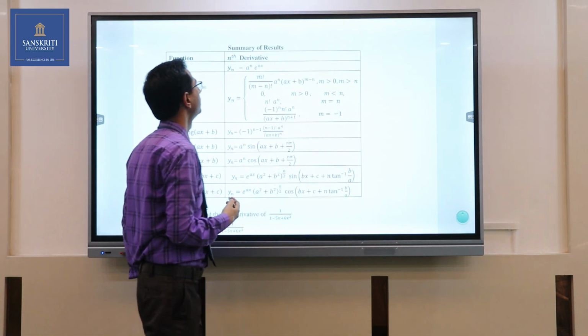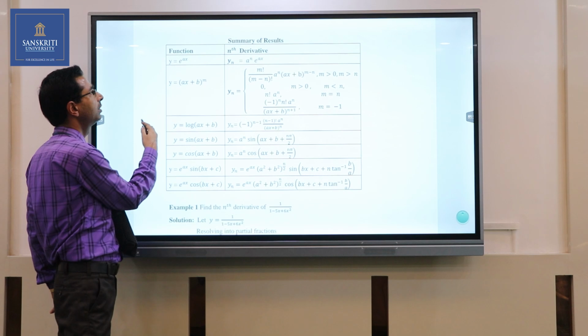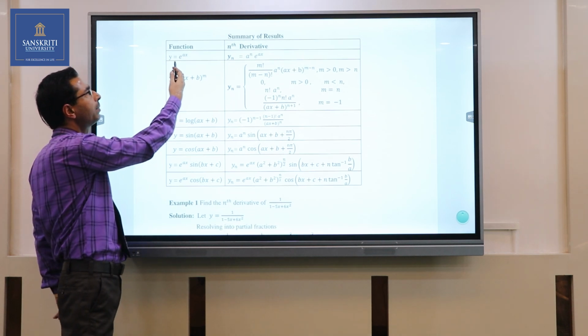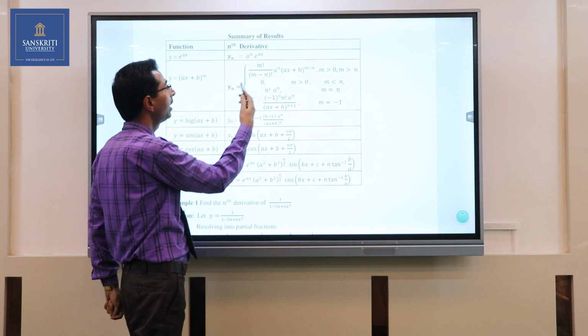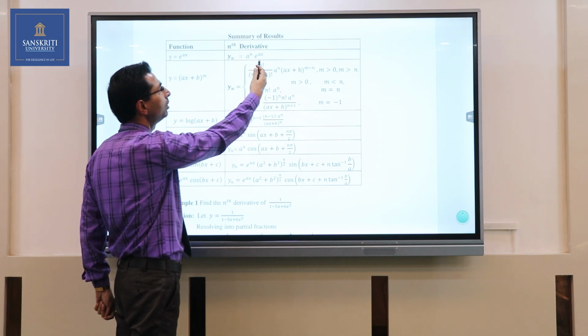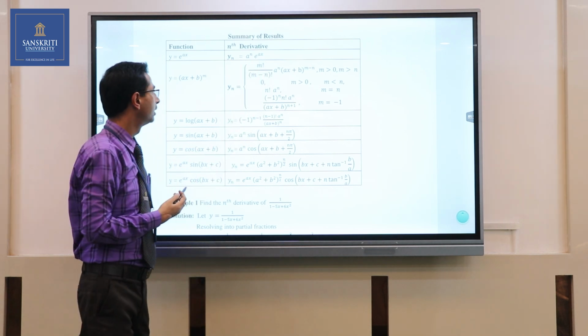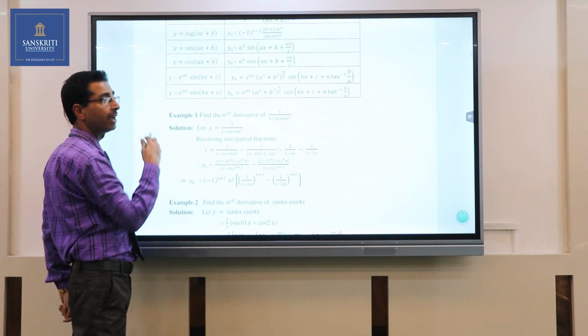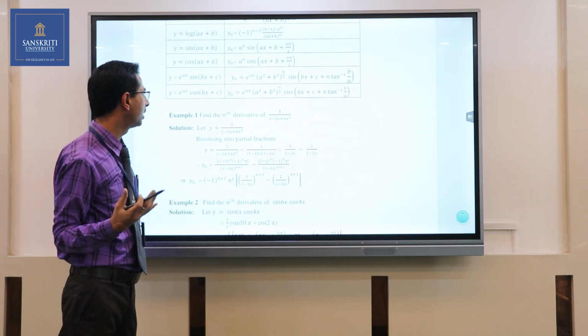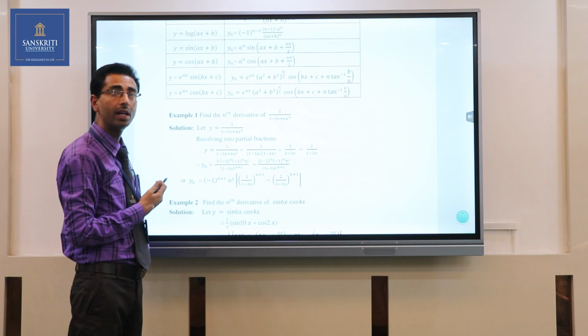Summary of these results. First, y is equal to e to the power ax. Then the formula is nth derivative y_n is equal to a to the power n e to the power ax. Similarly, these all are the formulas, and learn all these formulas to find the nth derivative. Now we start some examples to solve the nth derivative.